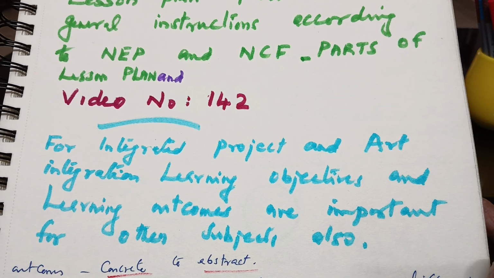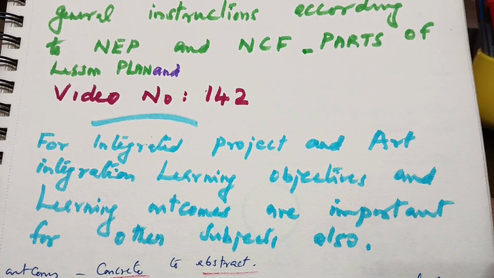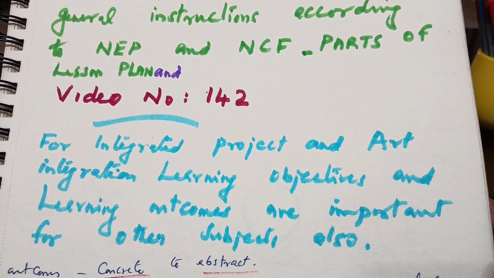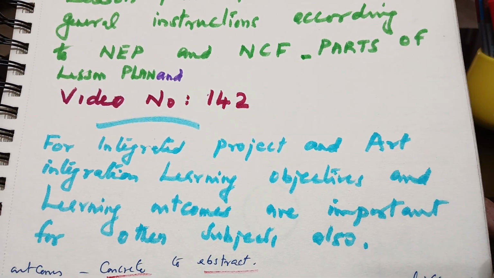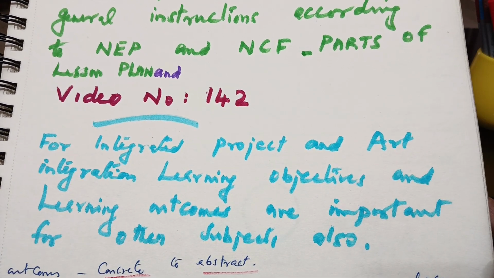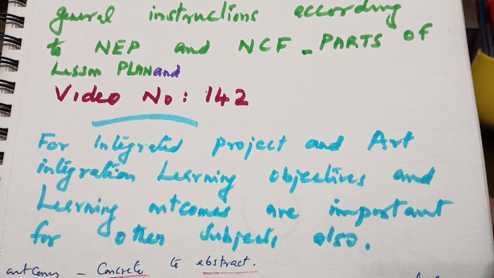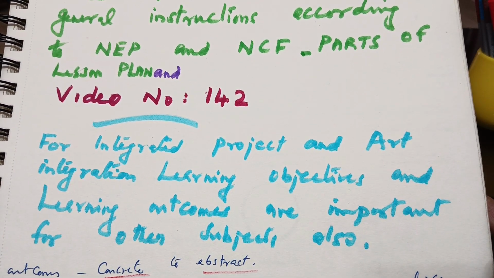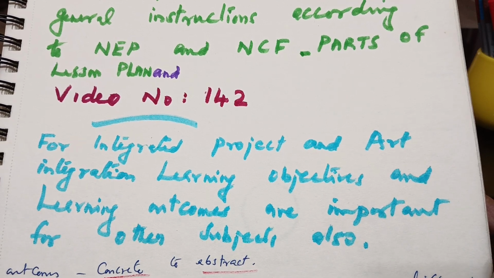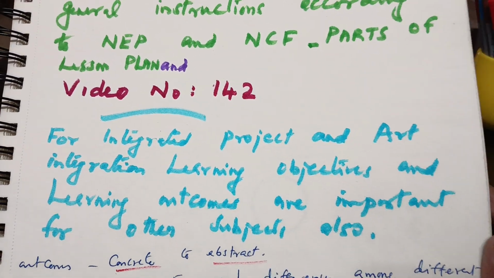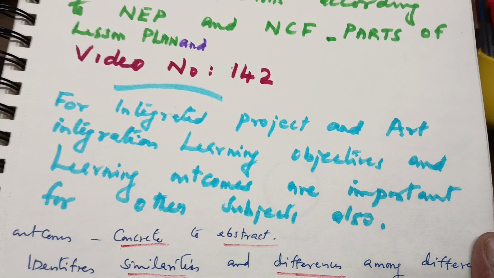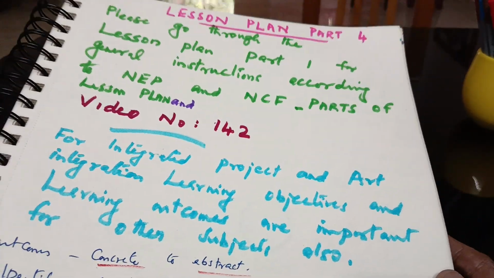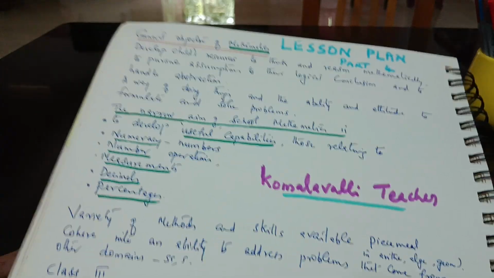Even though this lesson plan is based on mathematics, you can see up to 8th standard there is an integrated project. In an integrated project, you should have ideas about how one subject is relating to another subject, and art integration also. So the learning objectives and learning outcomes are important for other subjects also. Let us go through these topics and concepts.